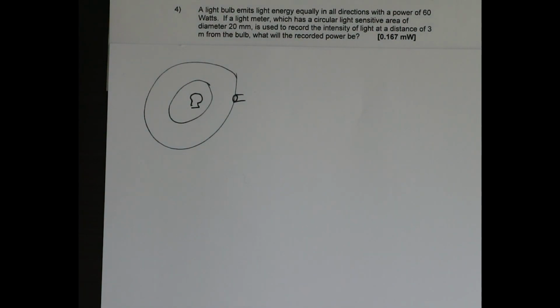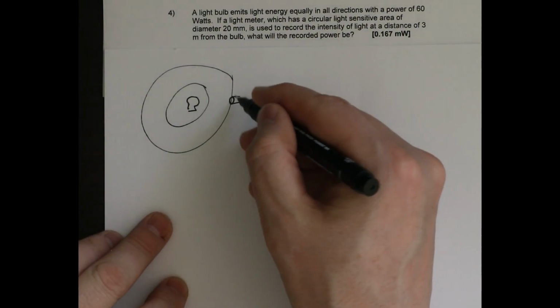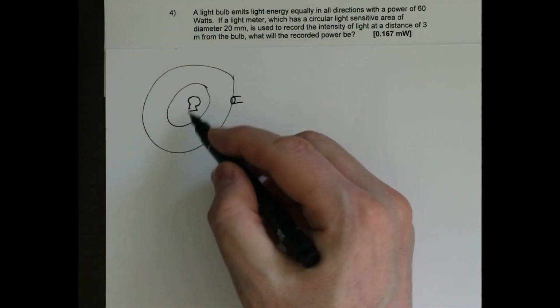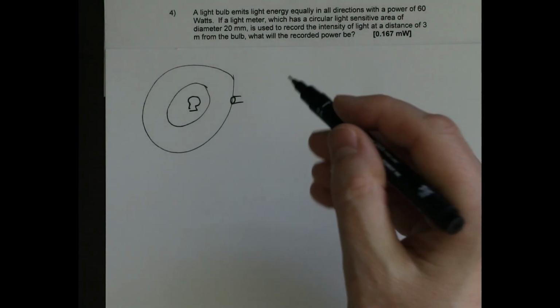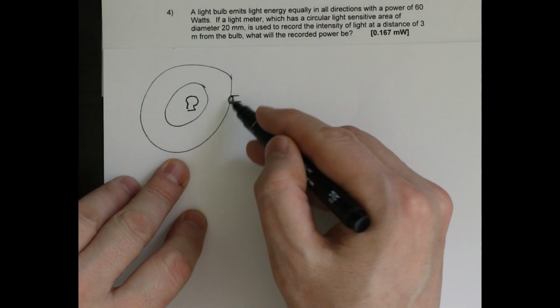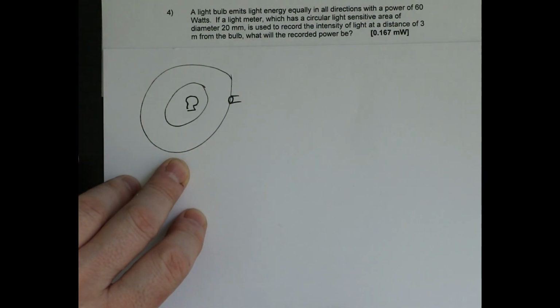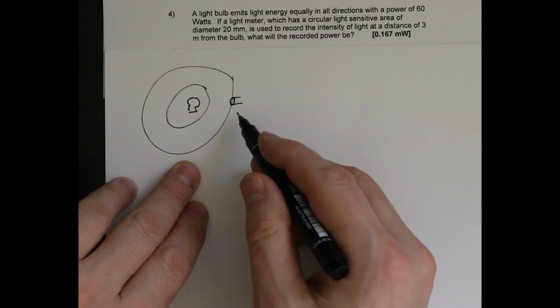So we can argue that the ratio of the areas of the large sphere that all that 60 watts of power is passing through, relative to the area of the detector, multiplied by that power, is going to give us the actual power recorded by the detector. Imagine the sun: it radiates power in all directions. We capture a small bit of that, being the Earth. We can look at this massive sphere around the sun, where the Earth sits in space, as the area that all the power is moving through, and we capture a small bit of that by the area of the Earth. So it's the same kind of argument here.